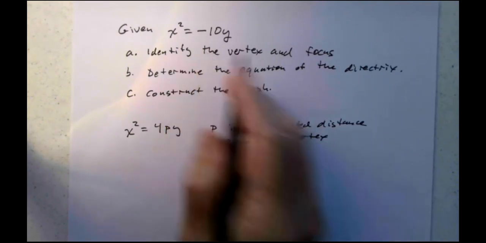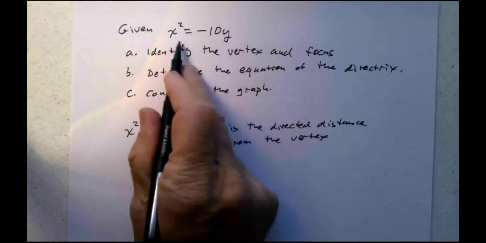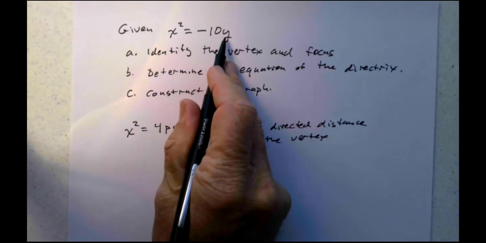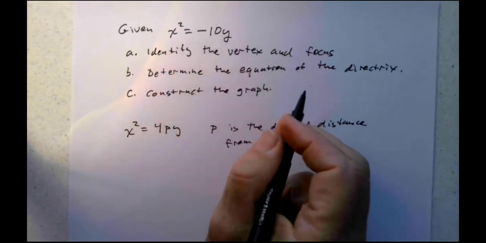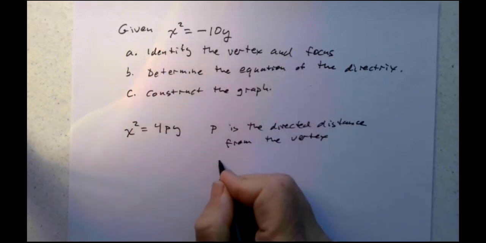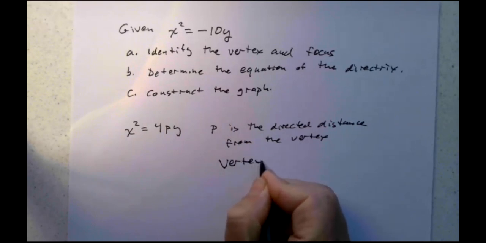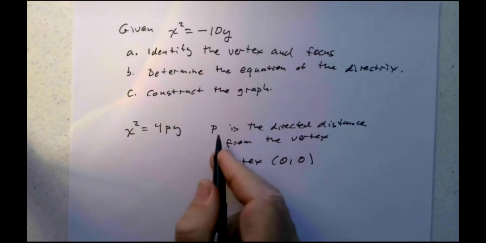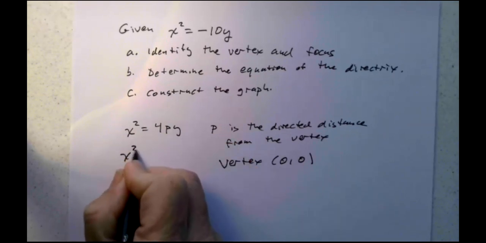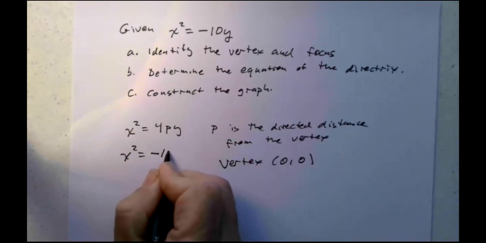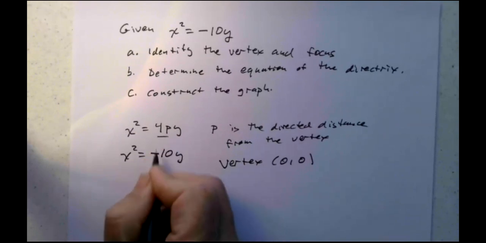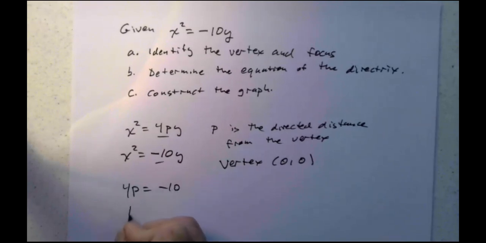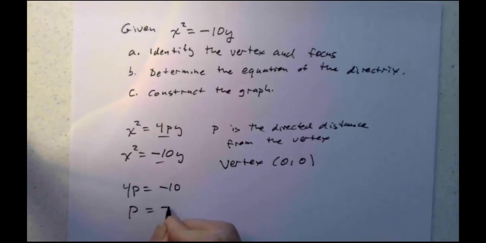Well, the vertex is going to be at 0, 0. There's no shifting. It's x minus h squared equals negative 10, y minus k. There's no shifting. It's x minus 0, y minus 0. So the vertex here will be 0, 0. Now, how do we find p? What we have currently is x squared equals negative 10y, so 4p equals negative 10. So p is negative 10 fourths, or negative 5 halves.